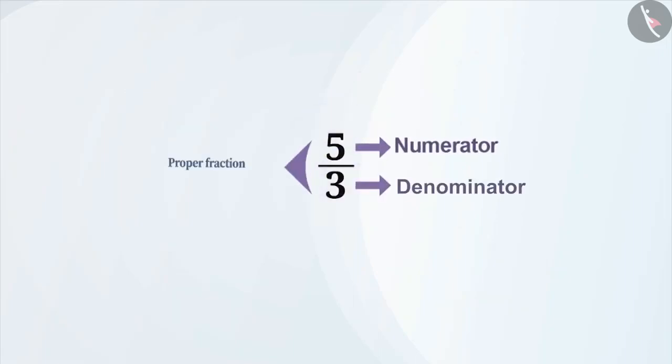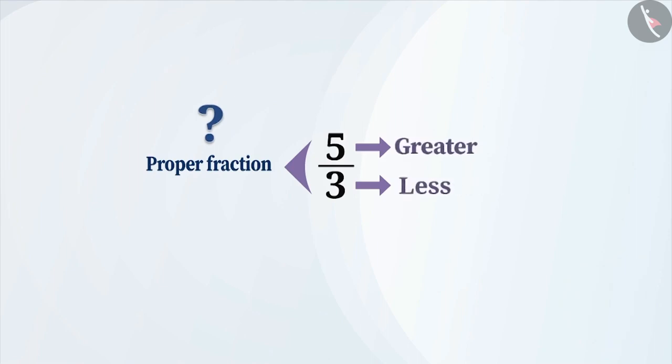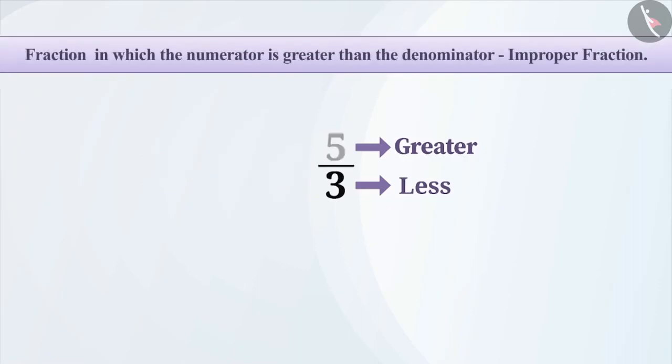Is this a proper fraction? Think about it. You got it right. Here, the numerator is greater than the denominator. Therefore, it cannot be a proper fraction. Fraction in which the numerator is greater than the denominator is called an improper fraction.